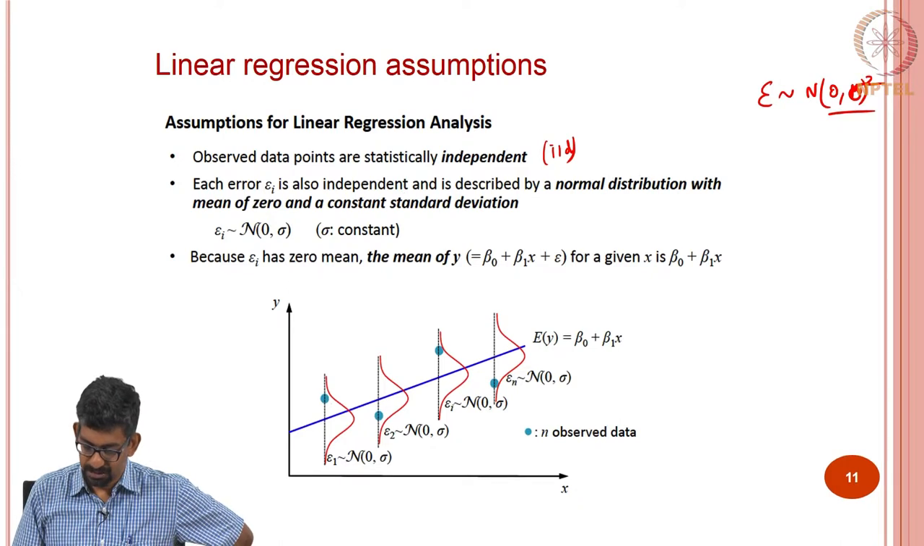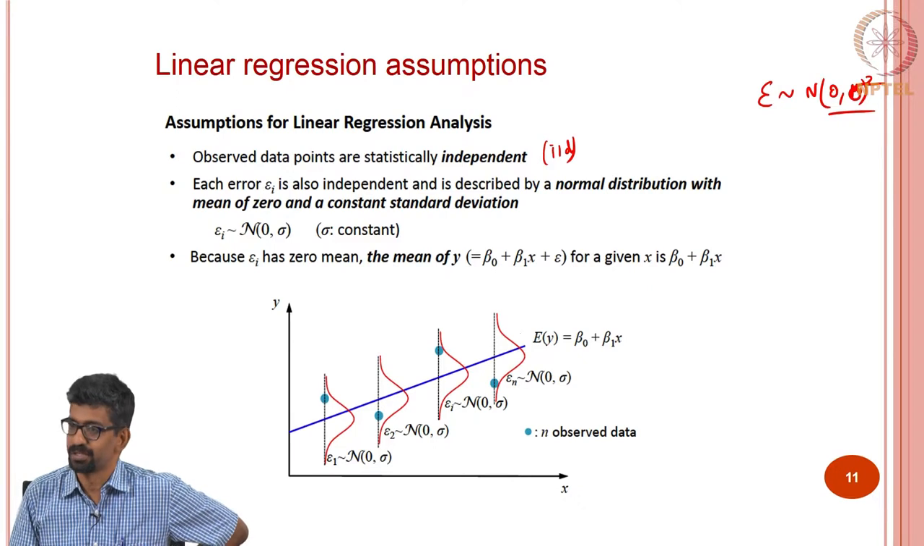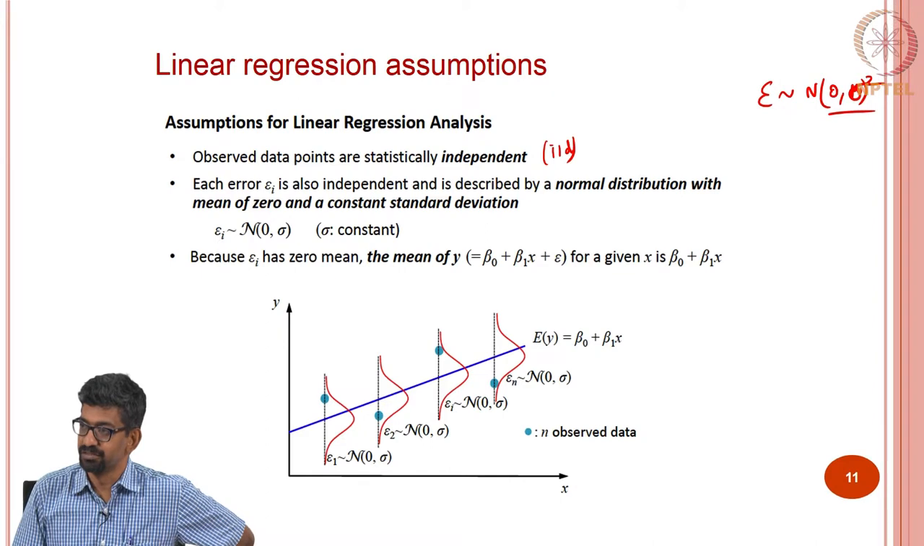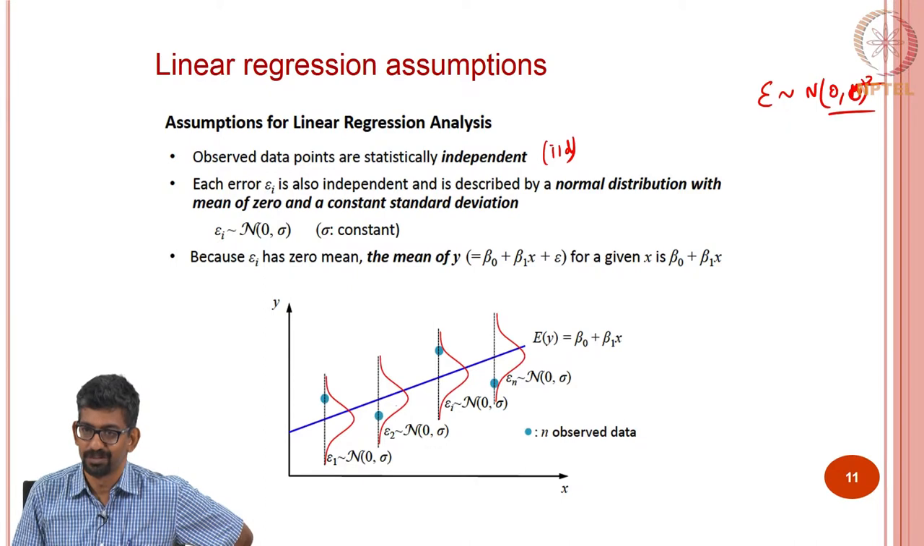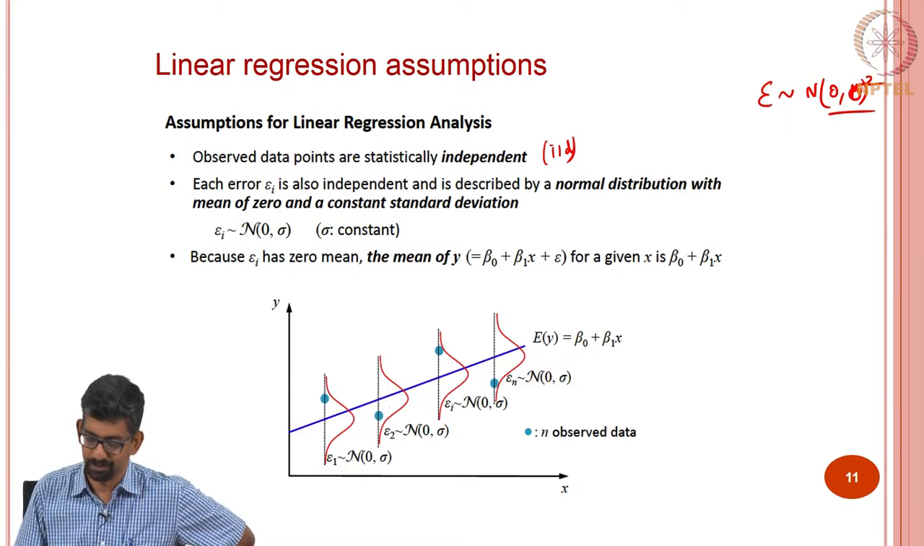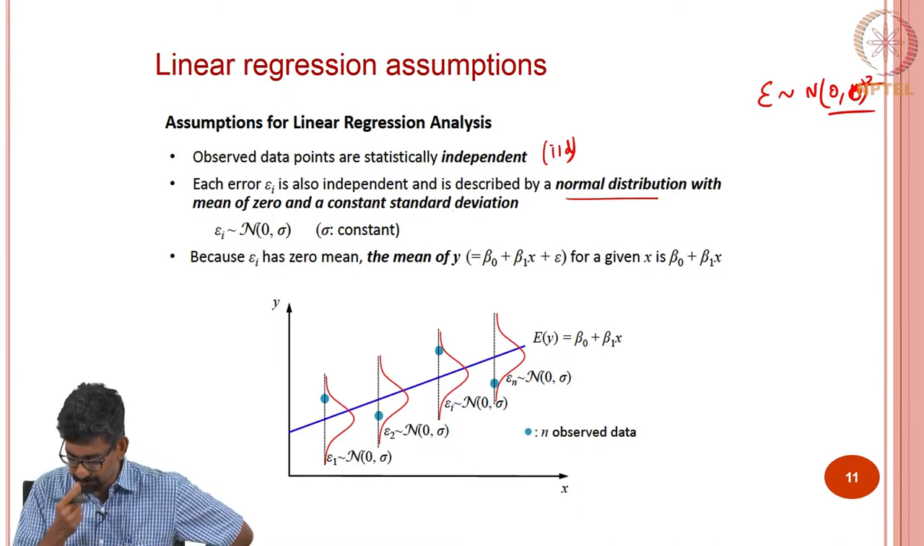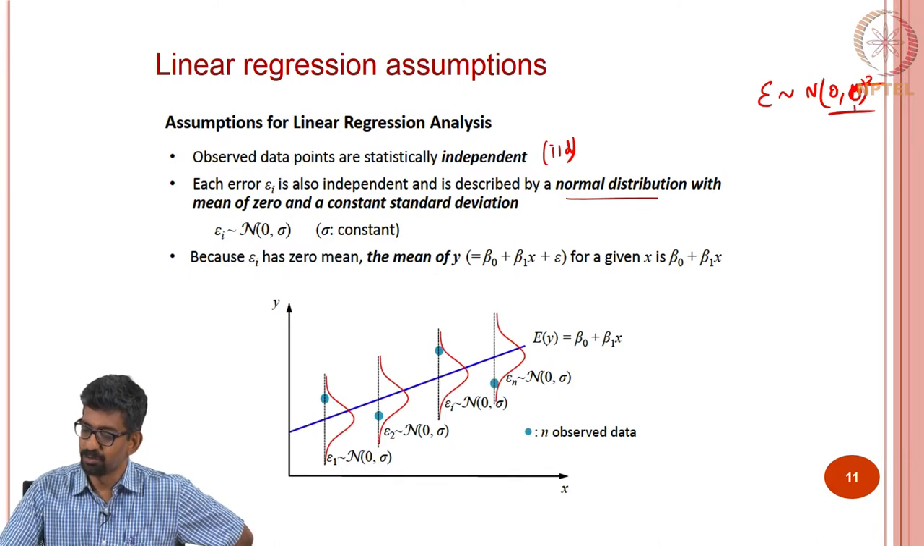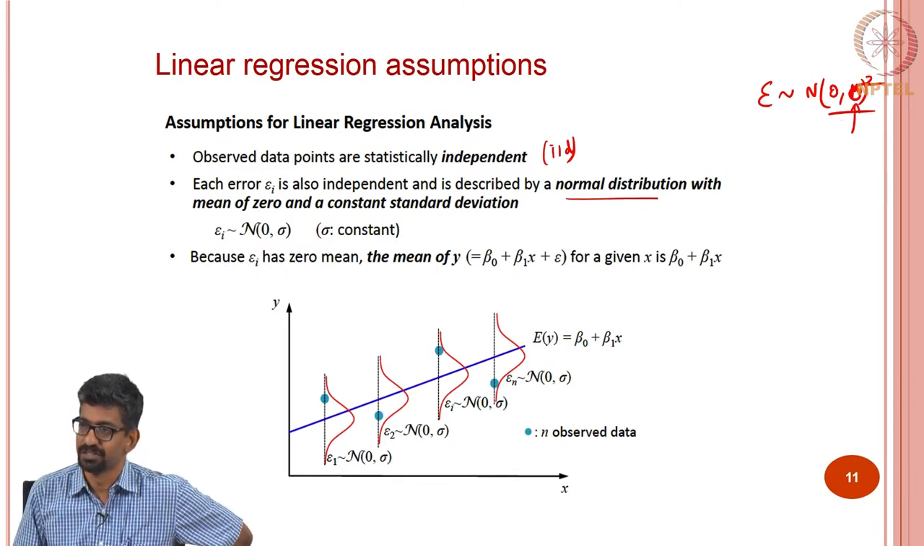This error is not dependent on this error. This error is not dependent on that error. They are dependent on the fit, but not on each other. Okay. Because if I change this error, will this error also get better? Not necessarily. This error might actually get worse. If you take a nonlinear equation, you can understand that. Okay. Each error is also independent and is described by a normal distribution, that is what we told, with a mean of 0 and a constant standard deviation. Okay. These discussions come into the picture for theoretical purposes. There are also people who try to approximate this standard deviation and reuse it.